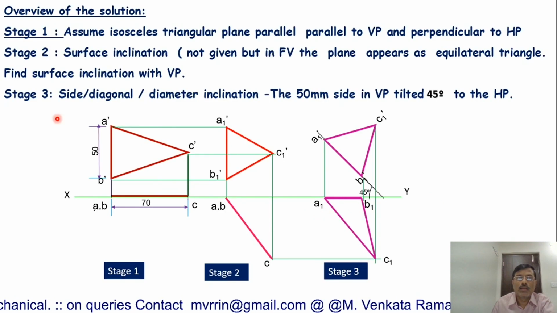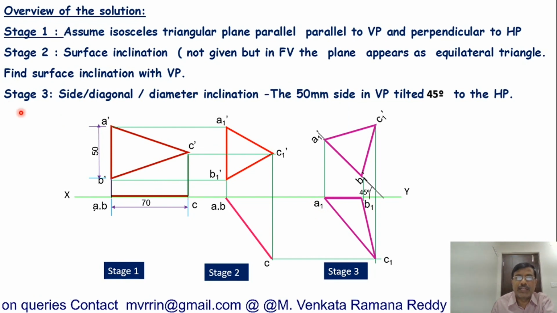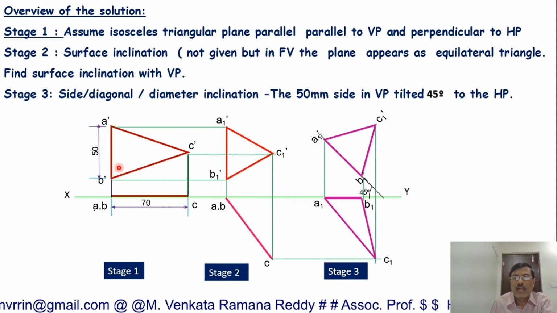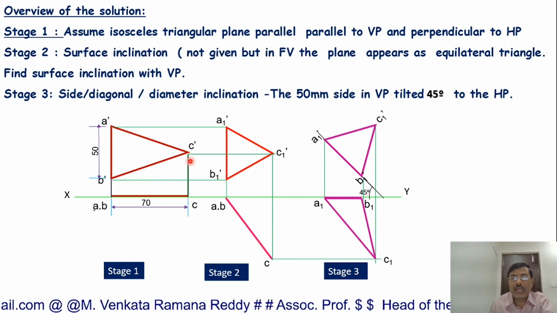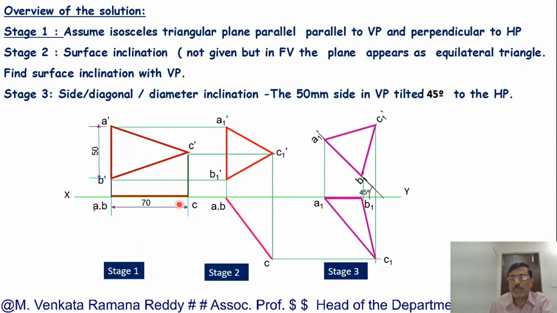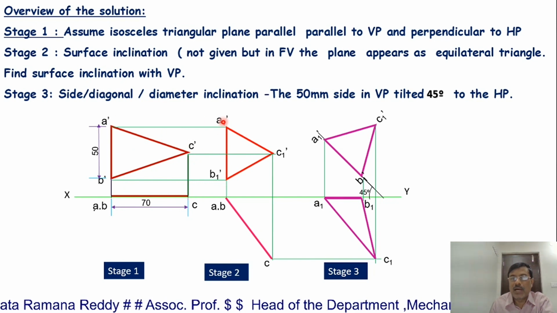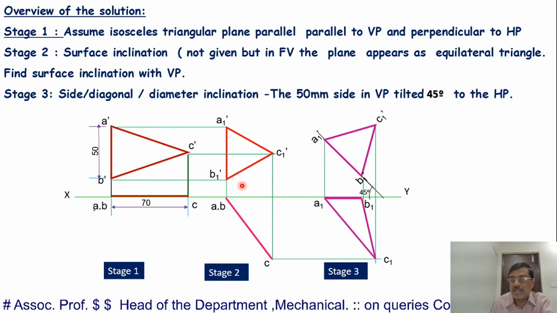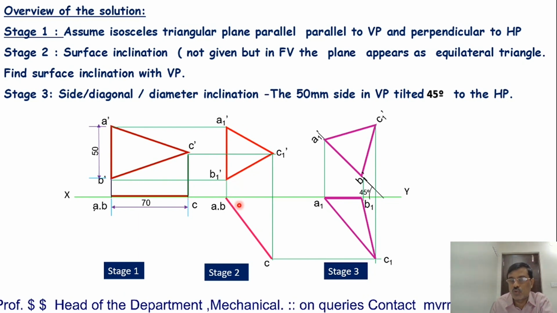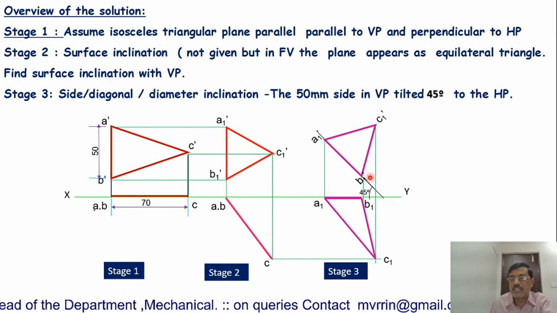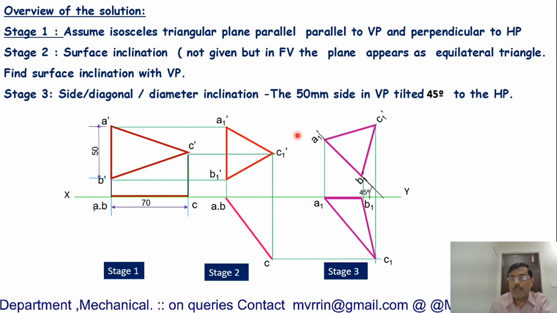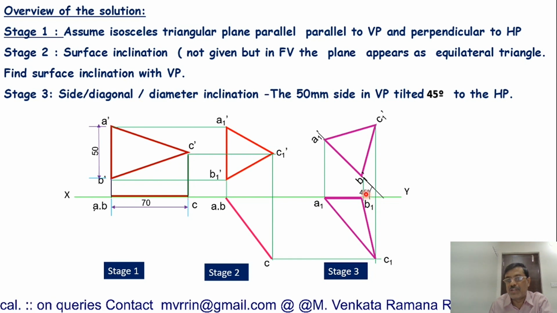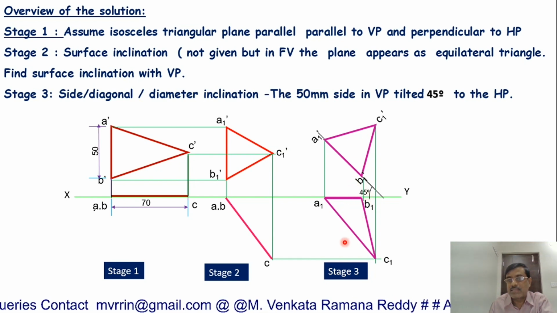This overview of the solution part is divided into three stages. Here, first, we are assuming the isosceles triangular plane is parallel to VP, perpendicular to HP. Second stage, in the problem, it is given that in front view it appears as an equilateral triangular plane. Here, surface inclination is not given. We have to find the surface inclination. In the third stage, the side AB is to be tilted with an angle of 45 degrees to the HP. Then draw front view as well as top view.